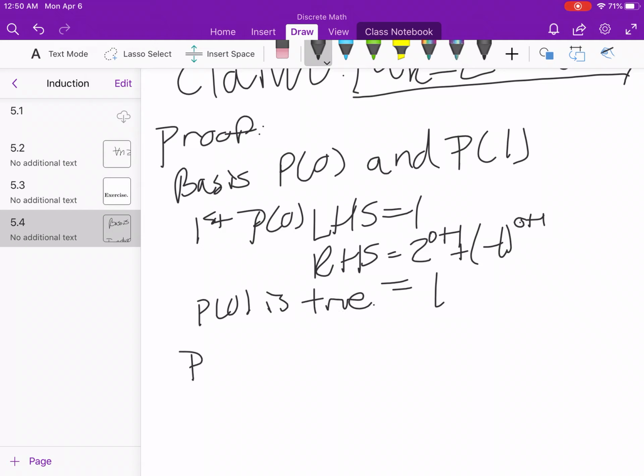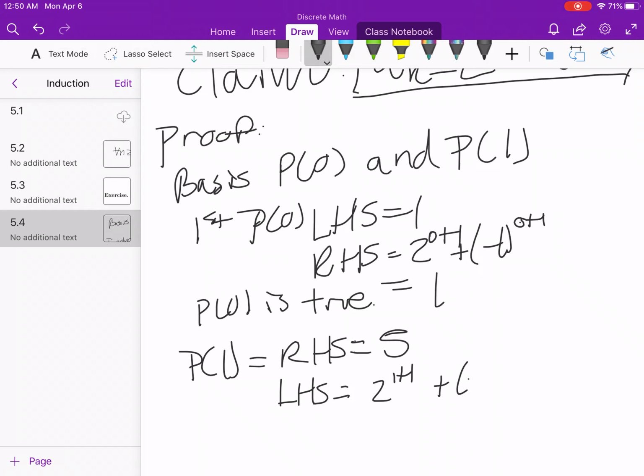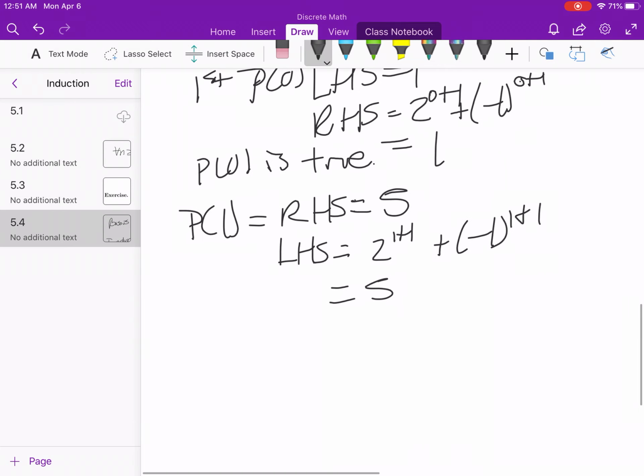Right, now next for P of 1, I have that my left-hand side is just equal to 5. And what's the right-hand side? The right-hand side is equal to 2 to the power of 1 plus 1, plus negative 1 to the power of 1 plus 1. So that's 2 to the power 2, that's 4. That's negative 1 to the power 2, that's a positive 1. So this is equal to 5, right? So again, the left-hand side and right-hand side are equal. So I know for sure that both of those basis steps are satisfied.